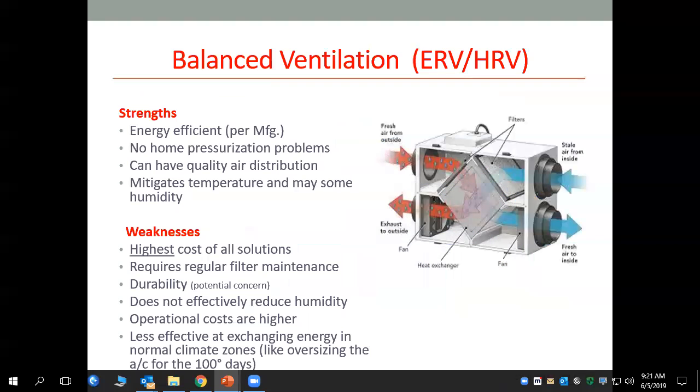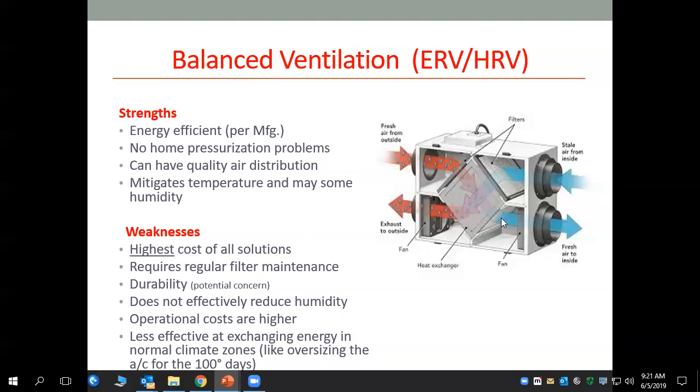All right, balanced. You hear a lot about ERVs and HRVs. Strengths: they are energy efficient per the manufacturer. No home pressurization issues or problems. You can have quality air distribution, and it mitigates temperature and may mitigate some humidity. The weakness is a higher cost than all the other solutions.